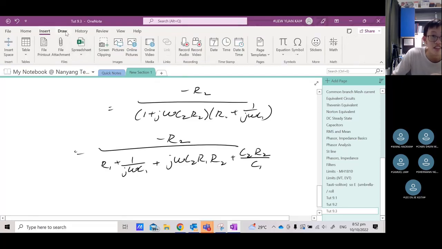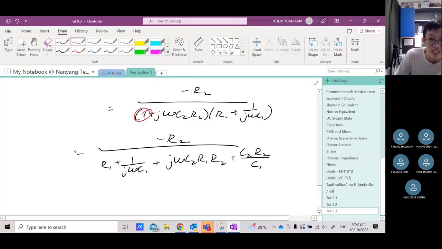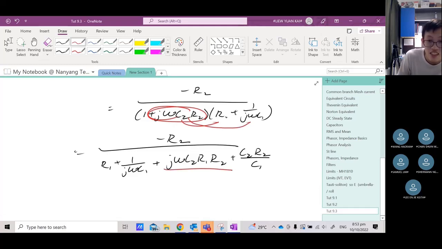Okay, so how did I get that? So this times this times this, that's how I get R1 plus j omega 1 over j omega C1. Then take a look at this times this, I get this and this. Okay, so just expand and simplify.